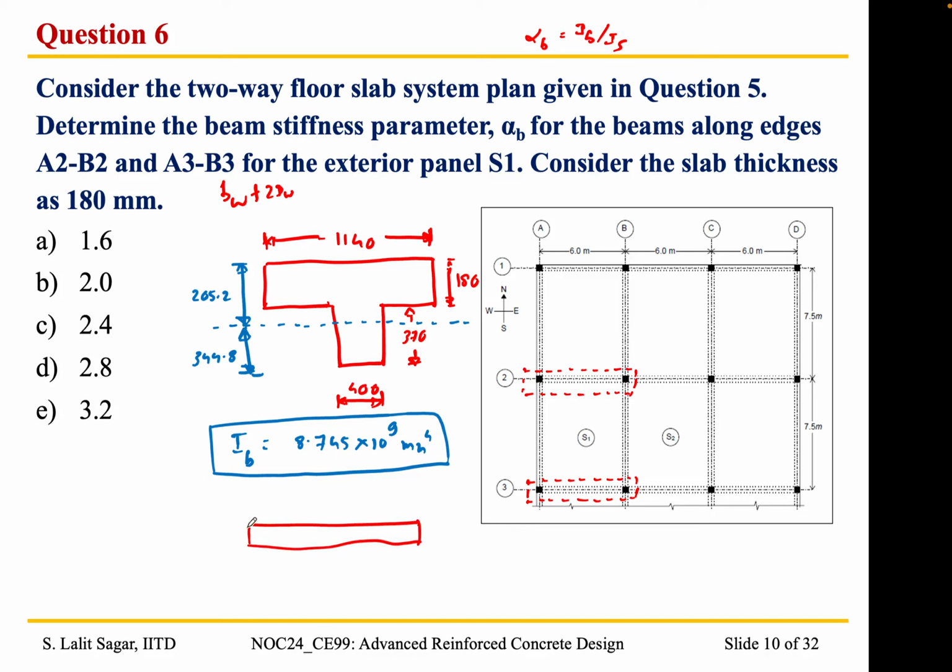So the cross section is not to scale. Okay, so we have the slab that is 7500. For this beam we need to consider along this direction. For the beam along A2 A3 we consider the slab in this direction, and for the beam that is along A2 B2 we need to consider the slab along this direction. So that is 7500 and 180 thickness.